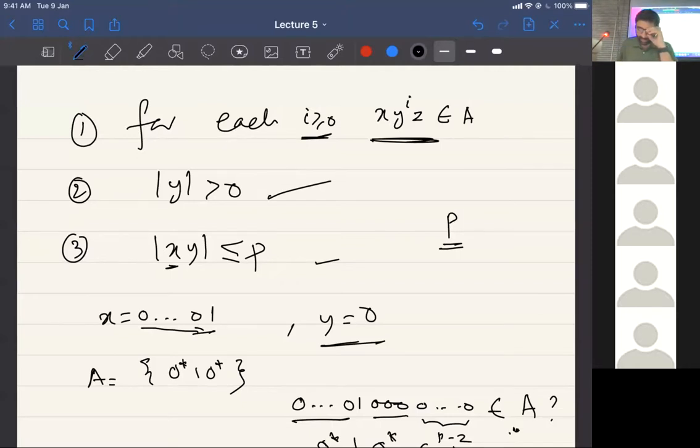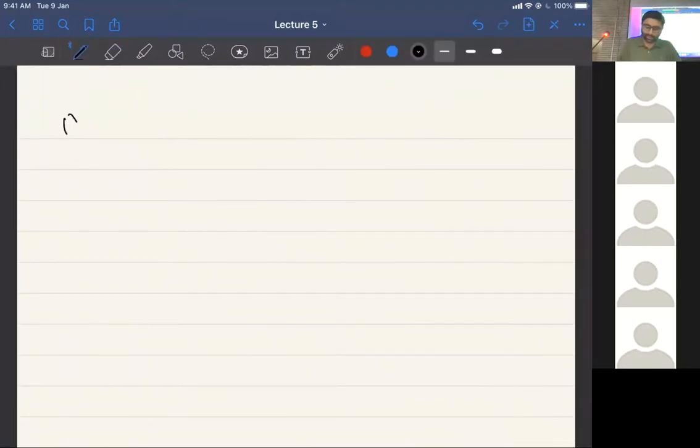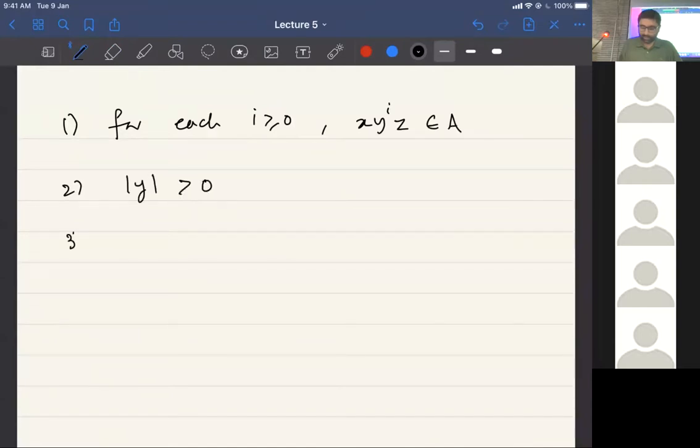So now I've made some small changes, and now condition number 3 holds, condition number 2 holds, and condition number 1 also holds. Is this clear? Can you please repeat condition number one? Sure. Let me repeat all three conditions because it will be easier. For each i greater than or equal to zero, xy^iz must be in the language A. Condition number two, the length of y must be greater than zero. And condition number three, the length of xy must be less than or equal to p.